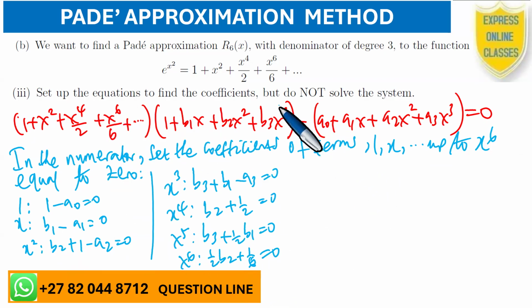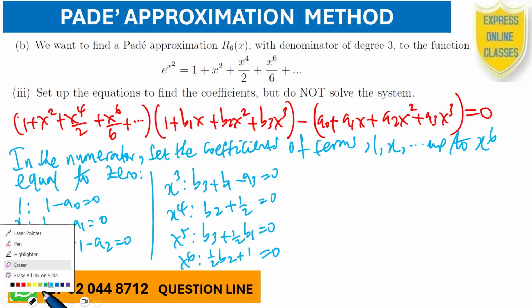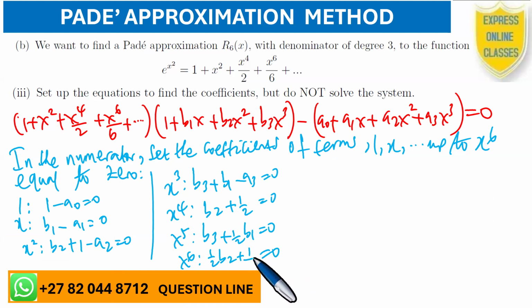So set up the equations, but do not solve the system. Because there are lots of them, they said do not solve the system, but these will become the equations in the case of the Pade approximation technique. Right, so we're going to have this, but we don't need to solve anything. But because we are dealing with R6, the degree that we're dealing with, obviously, it's the highest degree 6 there.